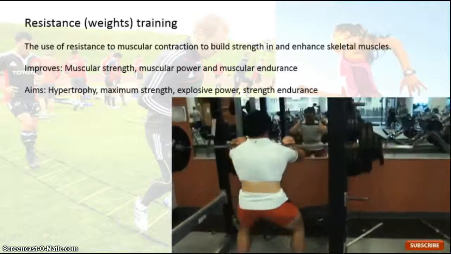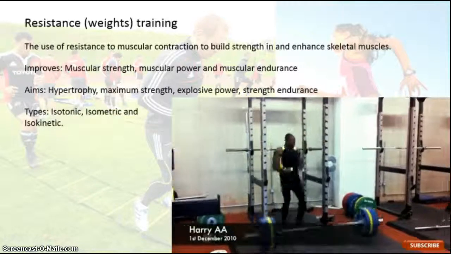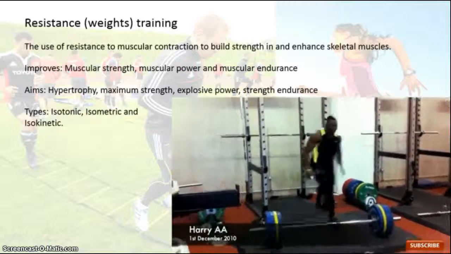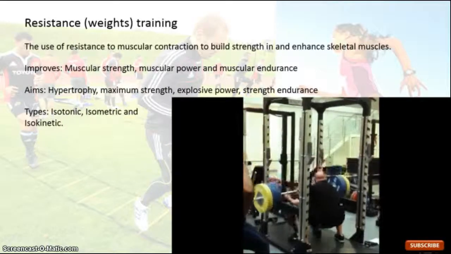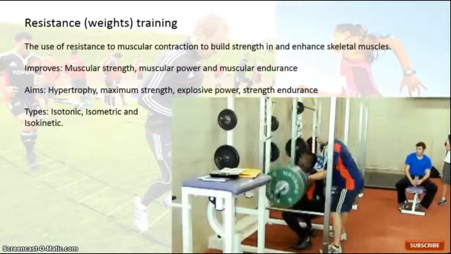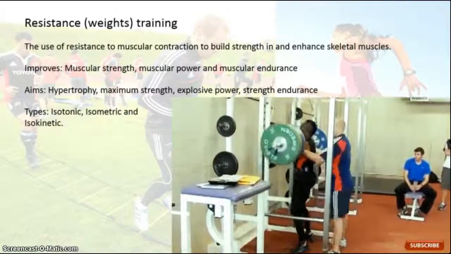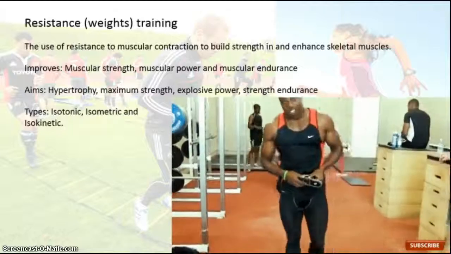There are 3 types of resistance training. The first is the isotonic, which occurs when the load remains constant throughout the range of movement. There are 2 types of isotonic contractions. The first is the concentric, where the muscle shortens during a contraction, and the eccentric is the second one, where the muscle lengthens during a contraction.